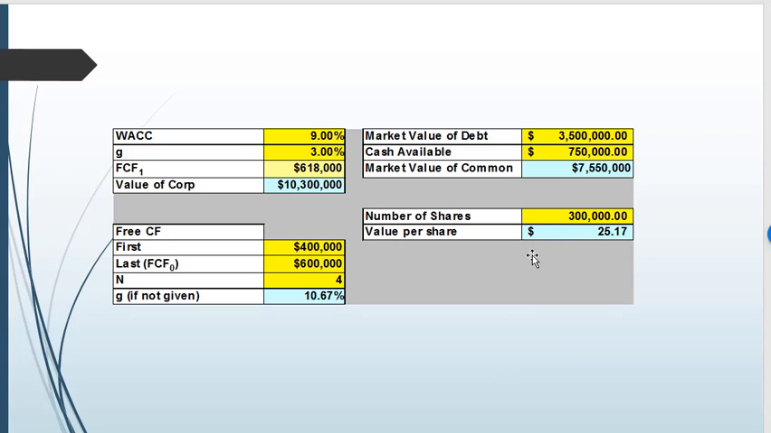And again, this model is especially good if the company doesn't have shares. If the company doesn't have shares, we won't get a value per share, but you will know what the value of the equity of the company is. What is the ownership of this company worth? In this case, you would not want to pay more than $7.55 million to buy this company. That's what the ownership of the company is worth.